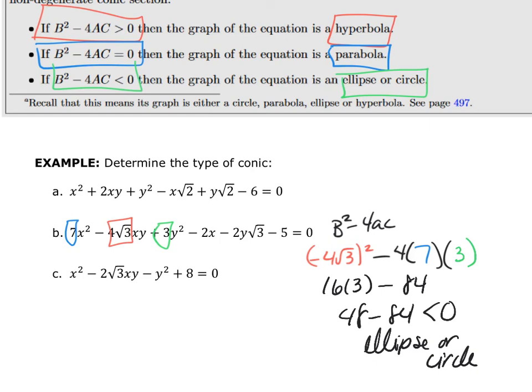All right, so let's take a look at A. My A is 1, my B is 2, and my C is 1. So using the formula, I have 2 squared minus 4 times 1 times 1. What is this equal to? 0. So this equals 0. So what kind is this? This is a parabola.